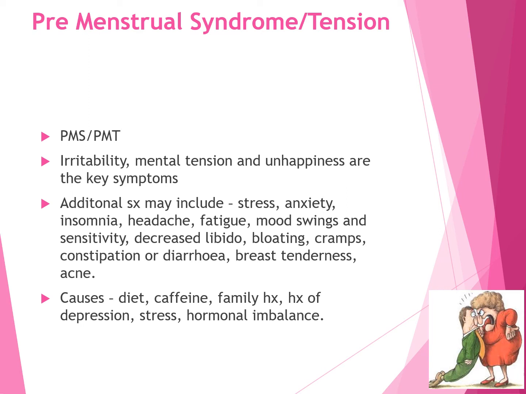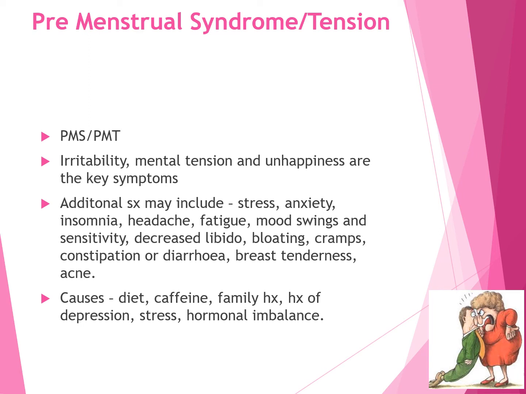Mood is always swinging because of hormonal imbalance. She is very sensitive, decreased libido, bloating of abdomen, cramps, constipation, diarrhea alternately. Breasts are tender or swollen, acne is there. All these symptoms are there before menses.